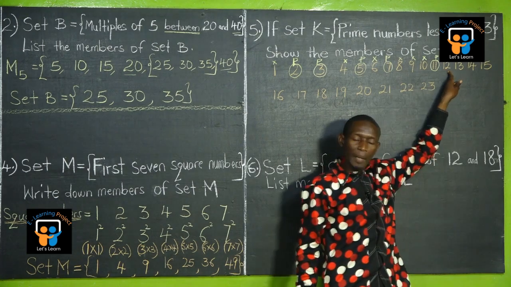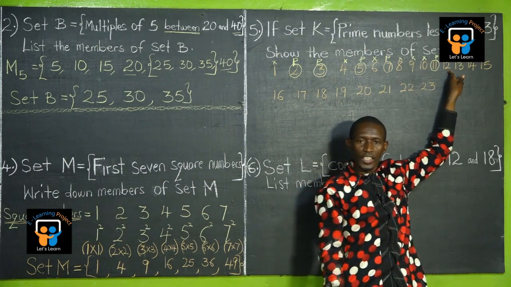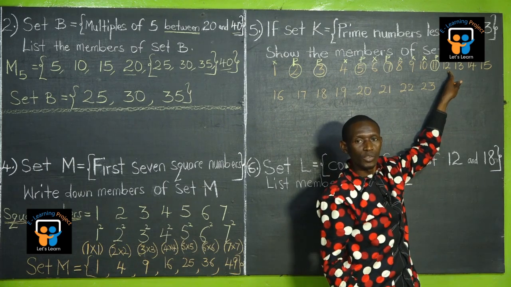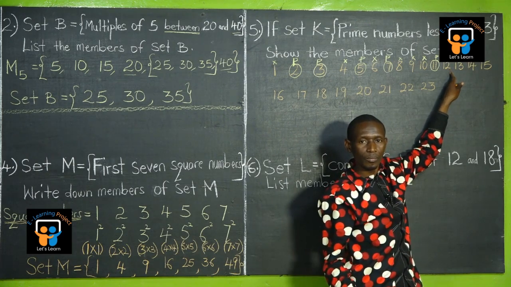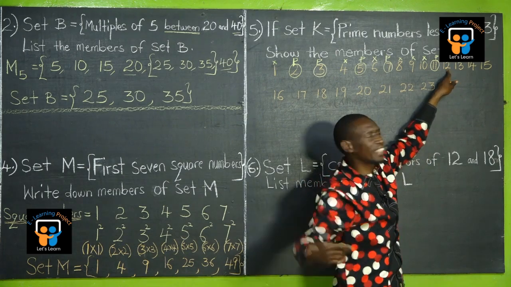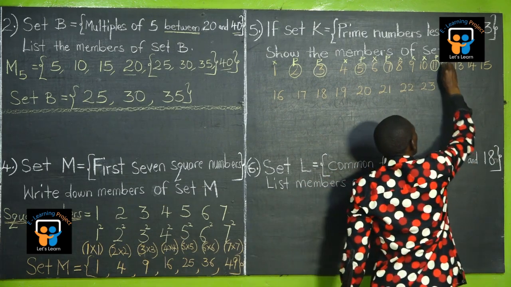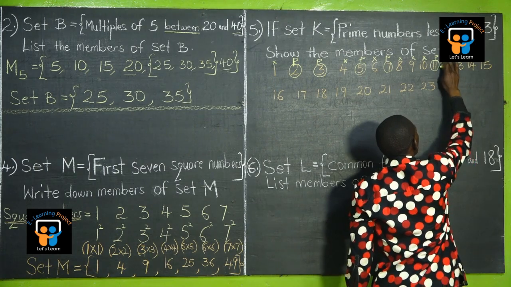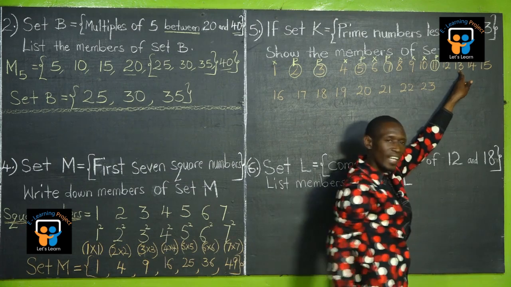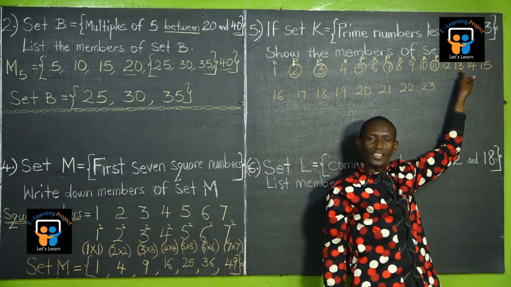12. Which numbers can break down this 12? Yes, Namkasa? 3. Good. Because 12 divided by 3 is 4. Another number, even 4 can break. Yes, Tom, 6 can break. This one is out. This one is not prime. 13. Which number can divide 13?